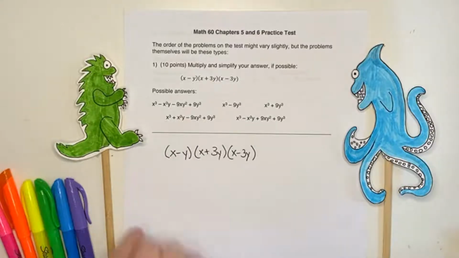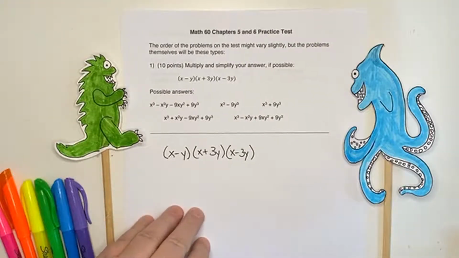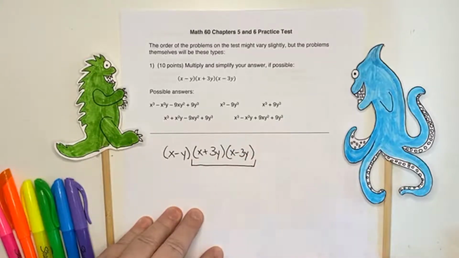Okay, so if I'm going to multiply these three, I'm going to look very carefully at them because I've got 3 binomials to multiply, and I know this is going to get complicated. However, if I happen to notice that the second 2 are actually, oh my goodness, my brain just went blank.